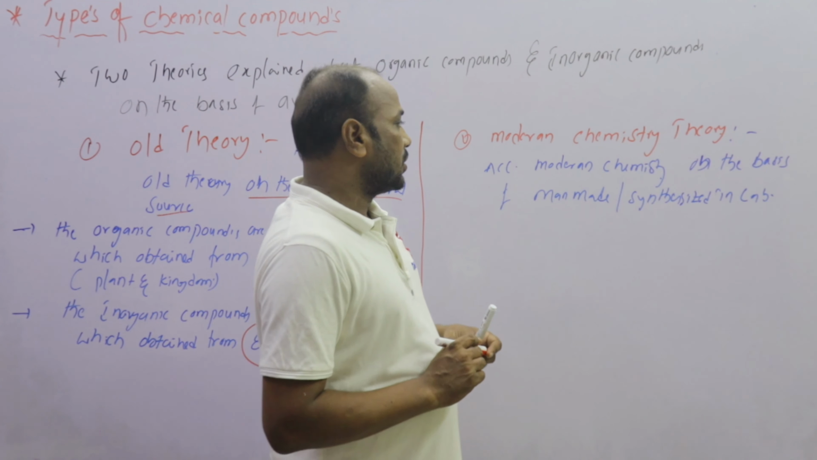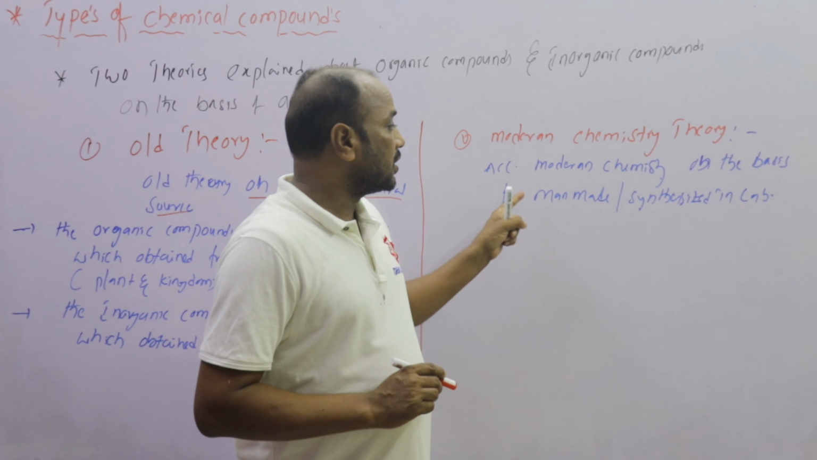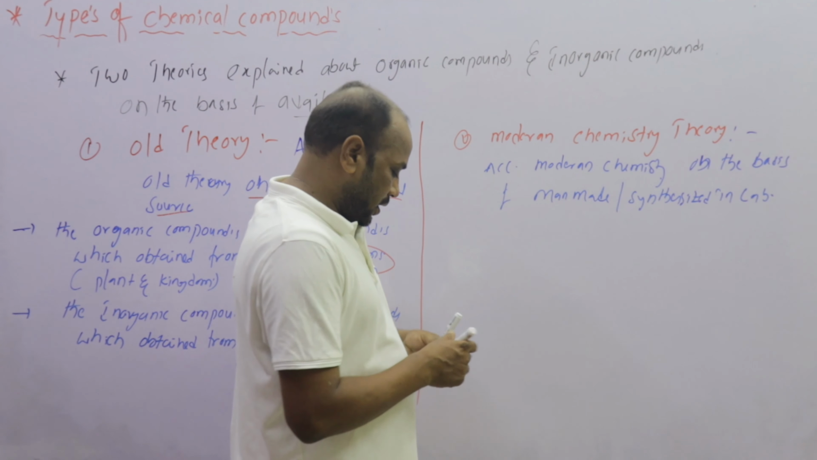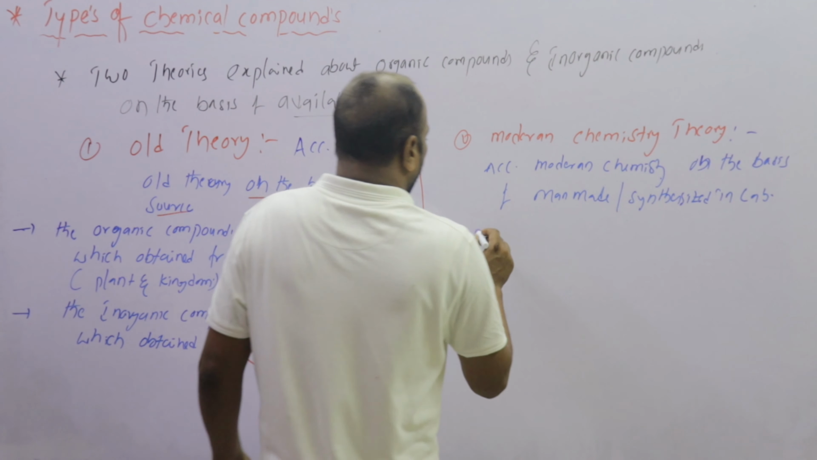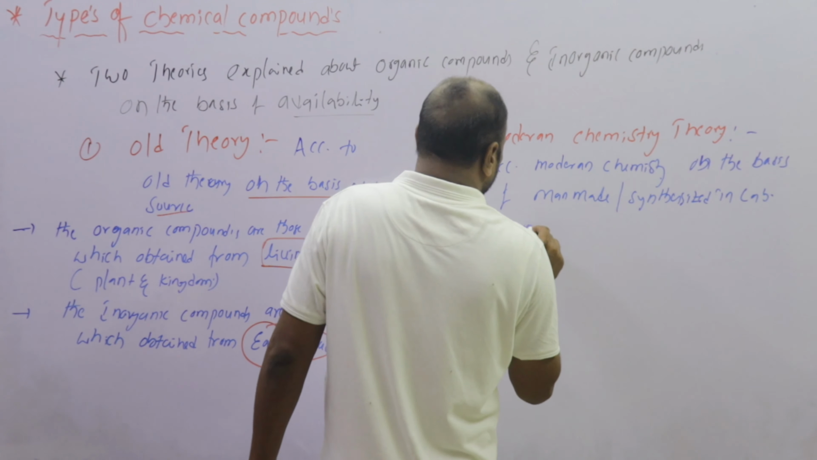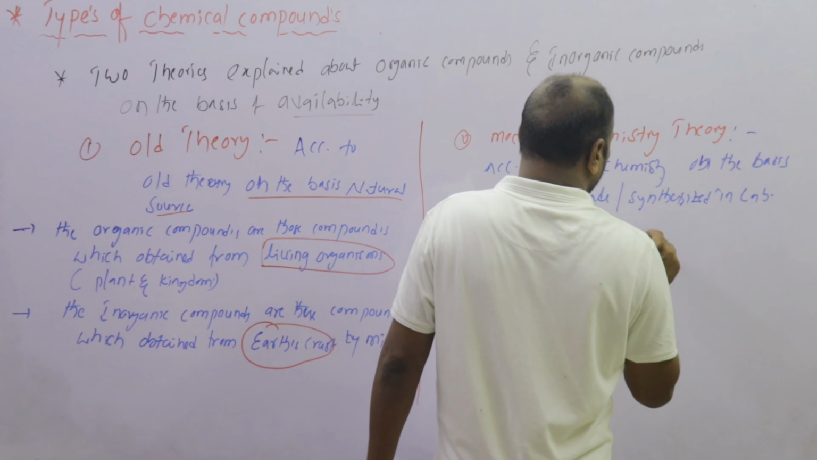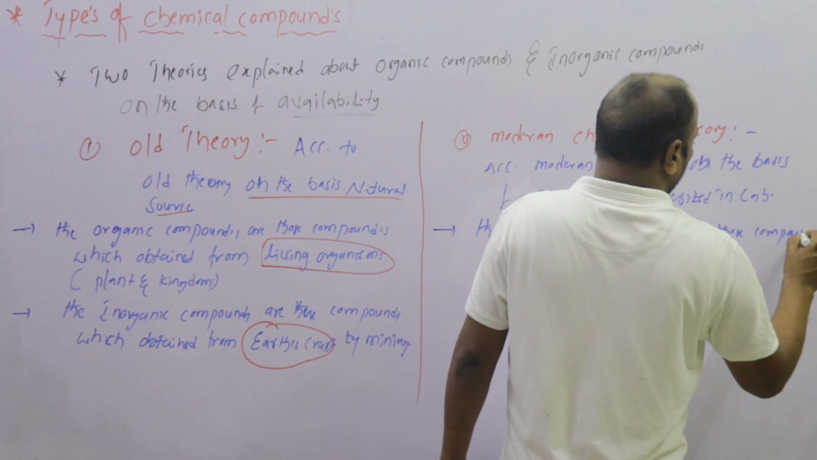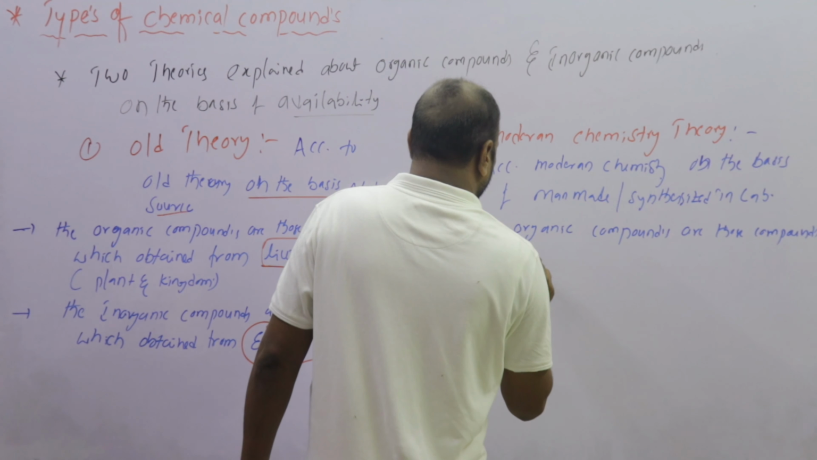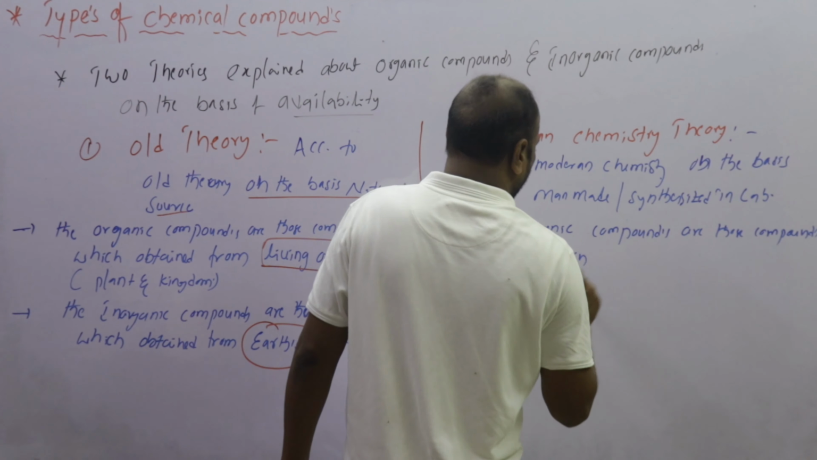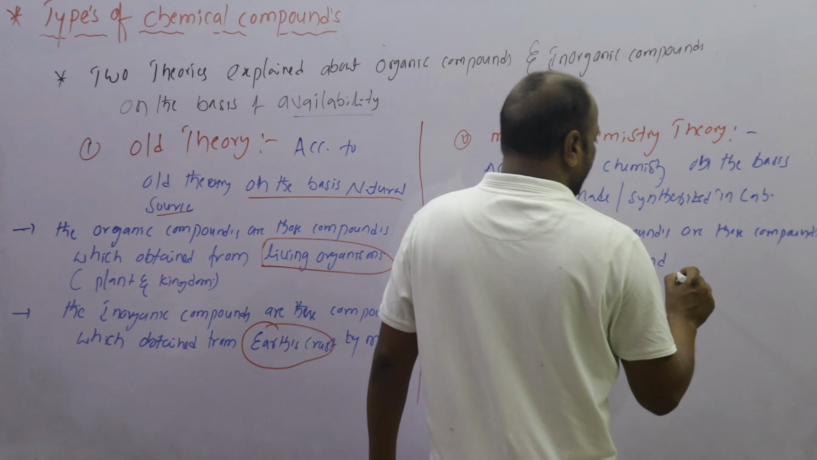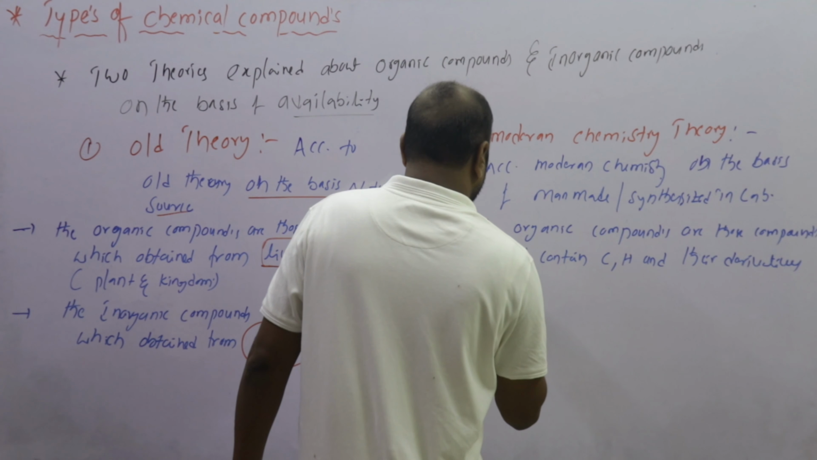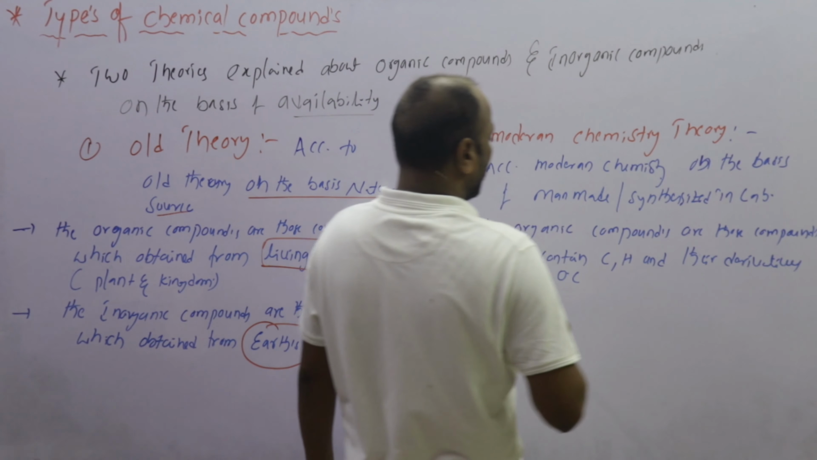The modern chemistry theory explains organic and inorganic compounds on the basis of man-made, or synthesized in lab. So see, organic compounds are those compounds which contain carbon, hydrogen and their derivatives, and they are called organic compounds.